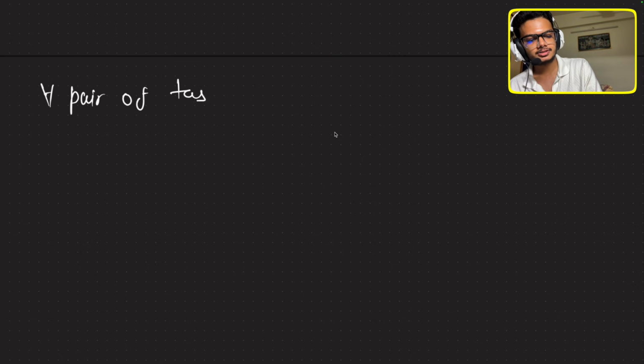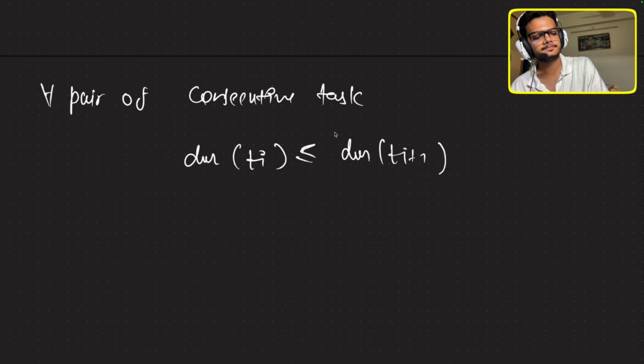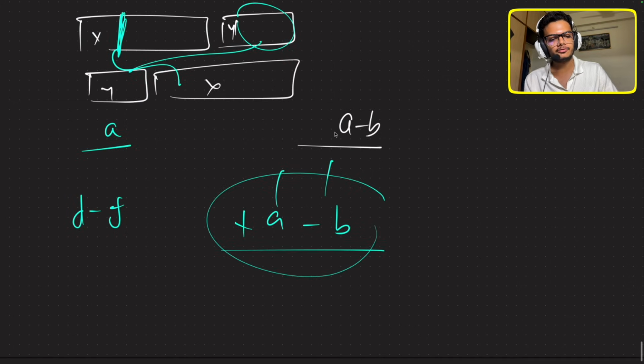So all in all, for all pairs of consecutive tasks, the duration of Ti should be less than or equal to the duration of Ti plus 1. So it simply says you just process all the tasks in increasing order of duration, right? And the proof is right in front of your eyes. If you don't do this, you're better off swapping it.